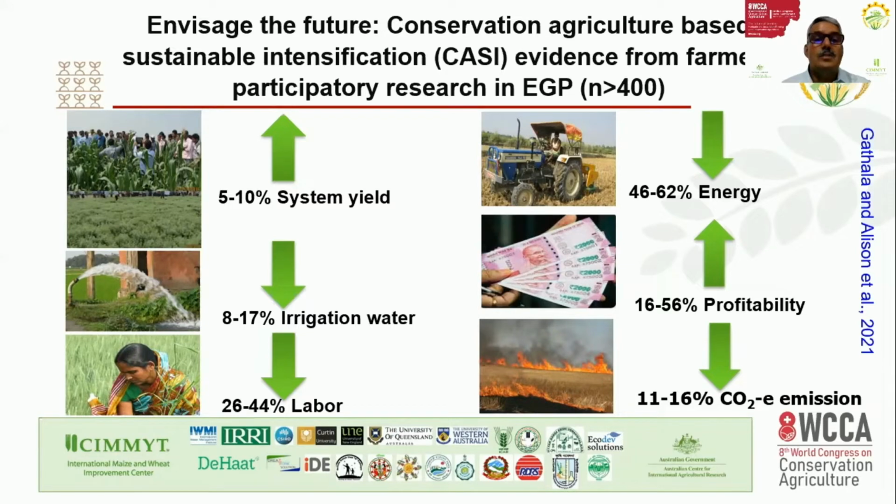It also reduces labor use by 26 to 44%. It reduces energy use by 46 to 62%. It improves farm profitability by 16 to 56%, and it also reduces CO2 by 11 to 16%.